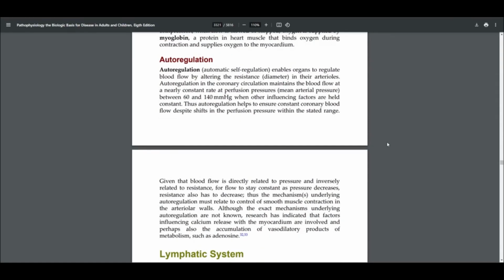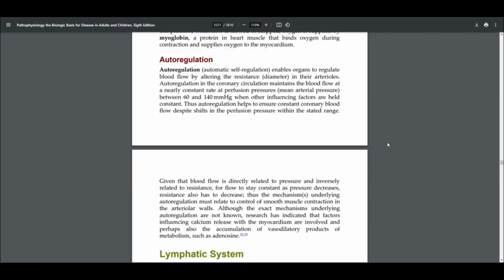Autoregulation. So autoregulation, or automatic self-regulation, enables organs to regulate blood flow by altering the resistance diameter in their arterioles. Autoregulation in the coronary circulation maintains the blood flow at a nearly constant rate at perfusion pressures, mean arterial pressure between 60 to 140, and other influencing factors are held constant. Thus, autoregulation helps to ensure constant coronary blood flow despite shifts in the perfusion pressure within the stated range.